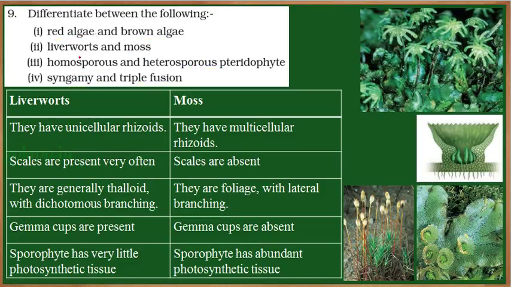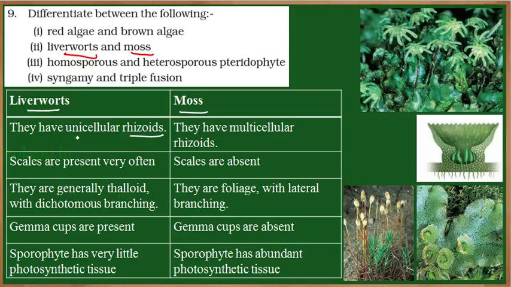So the next difference is liverwort and moss. Both liverwort and moss belong to division bryophytes. So let's find the difference between liverworts and moss. In liverworts, they have rhizoids which are root-like structures. These rhizoids help in anchorage.